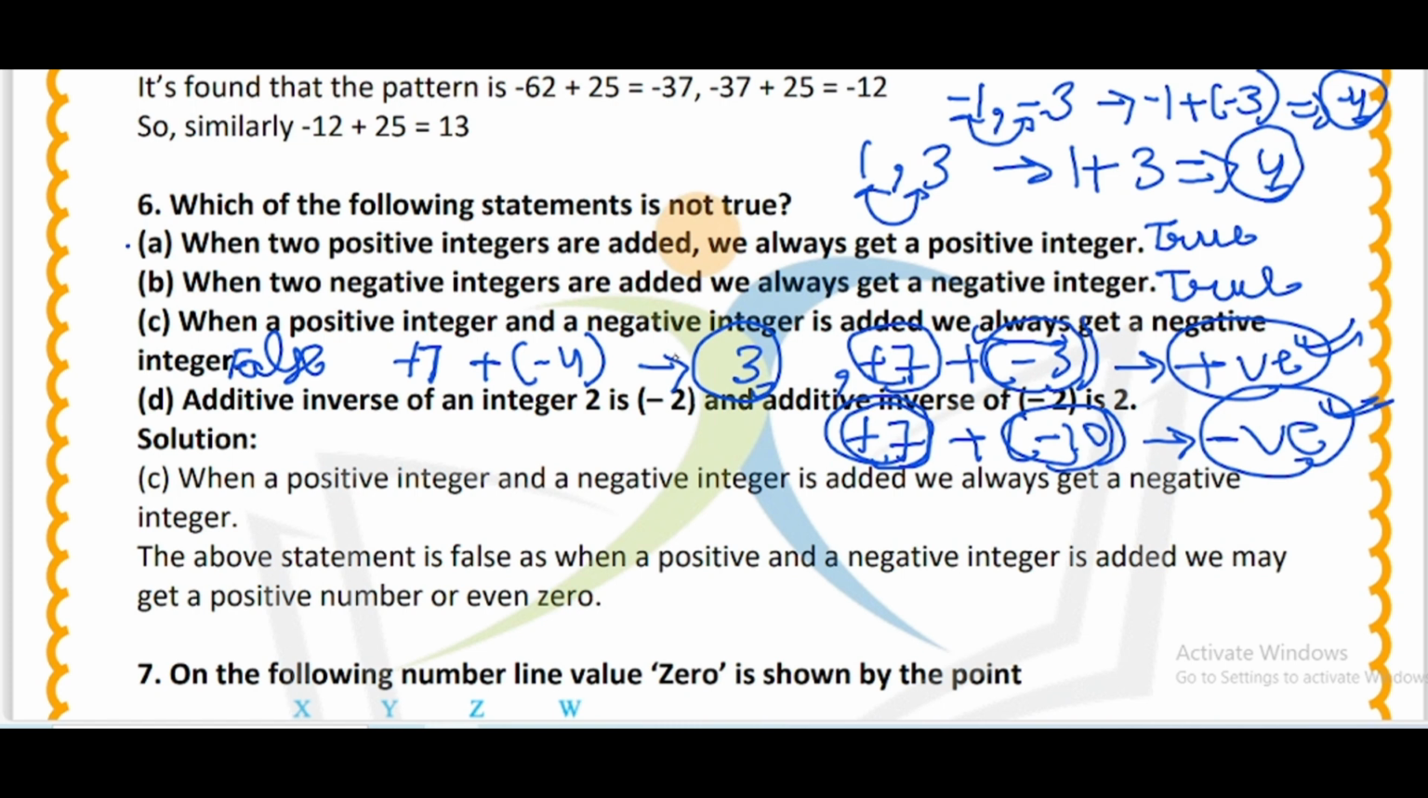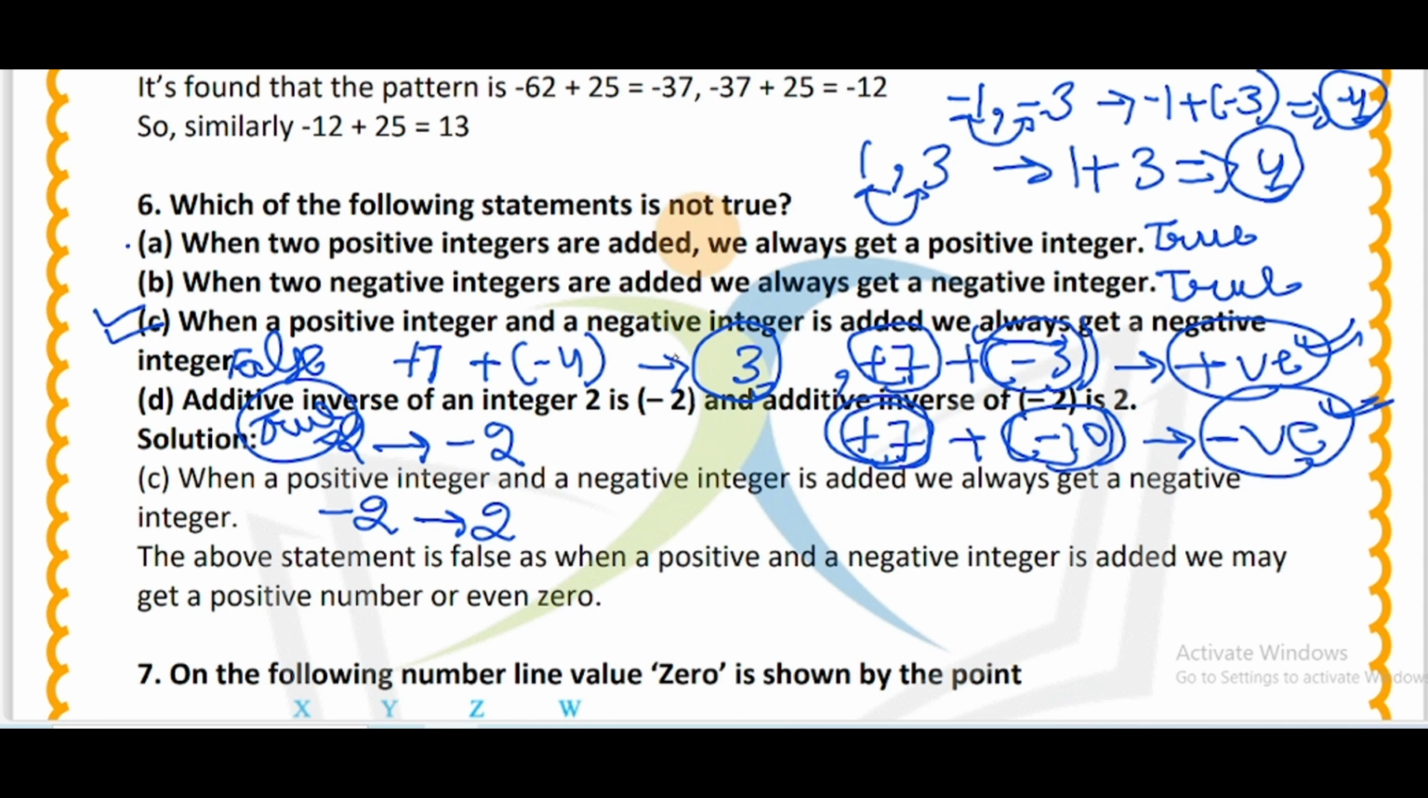Let's see the next. Additive inverse of 2, that is minus 2, and the additive inverse of minus 2, that is 2. Then the right answer is the statement which is not true, that is statement number 3, part C.